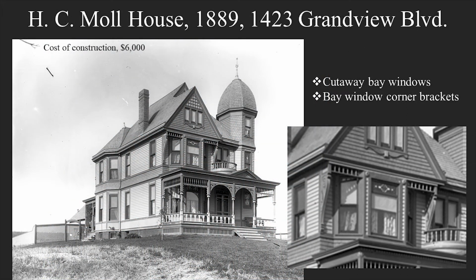We already saw Horace Mall's name before. Well, he built a new house in 1889 at 1423 Grandview Boulevard. The cost of construction of this house was $6,000. Now, what I wanted to point out as another element of design here is a cutaway bay. So a cutaway bay, you can see here on the right, there's a bay window, but the gable end roof protrudes out above that bay, so the front facade of the bay is lined up with the front gable end, and we can also see bay window corner brackets. So again, on either side of the bay window, you can see the brackets which help that cantilevered cutaway reconnect to the house. So we'll see that. We've probably already seen that before, we just haven't been pointed out.